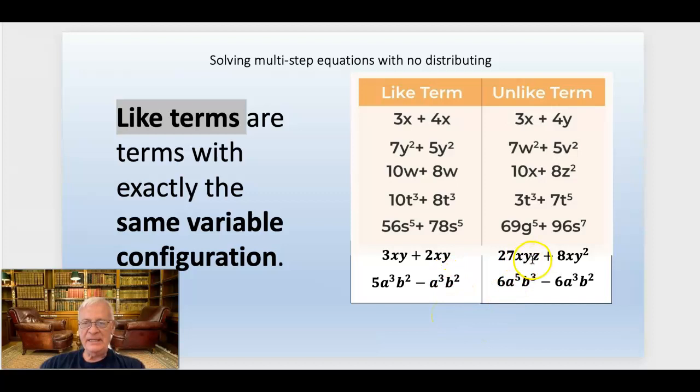But if you look to the other side here, these are unlike terms. This one is xyz. Well, this does not say xyz. This says 8xy squared. You cannot put them together. Or this one here, a to the fifth, b to the third, you cannot put them together just because the a and the b are the same. They have to have exactly the same variable configuration, the same exponents and everything.